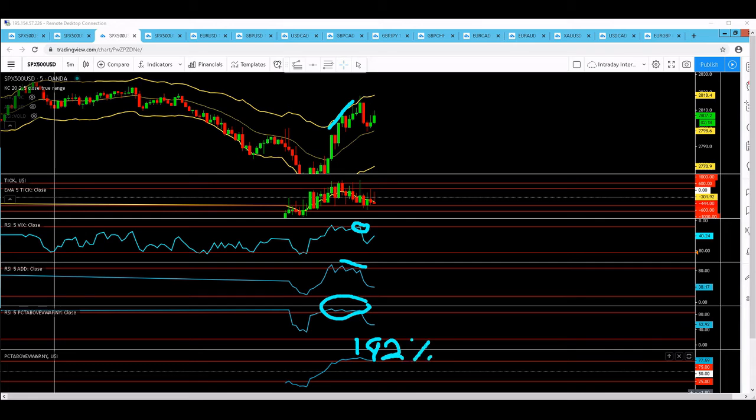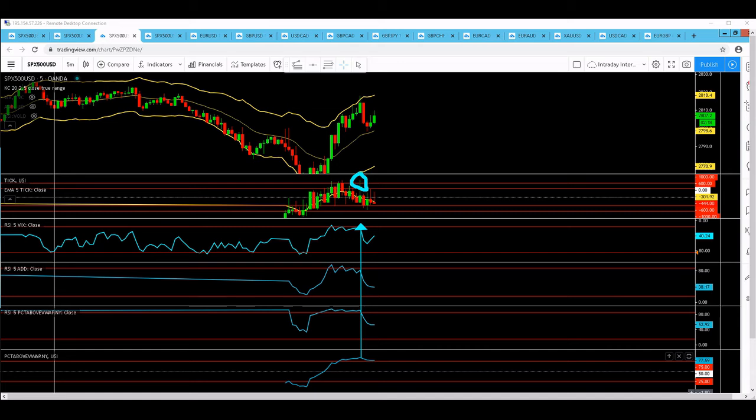There's just no way that 92% of stocks can stay above VWAP for an extended period of time. So when we get to this scenario here, where everything is aligned, we're certainly starting to look for a pullback. And then the actual trigger to this is the ticks. You can see here we get this plus 1,000 reading on the ticks.